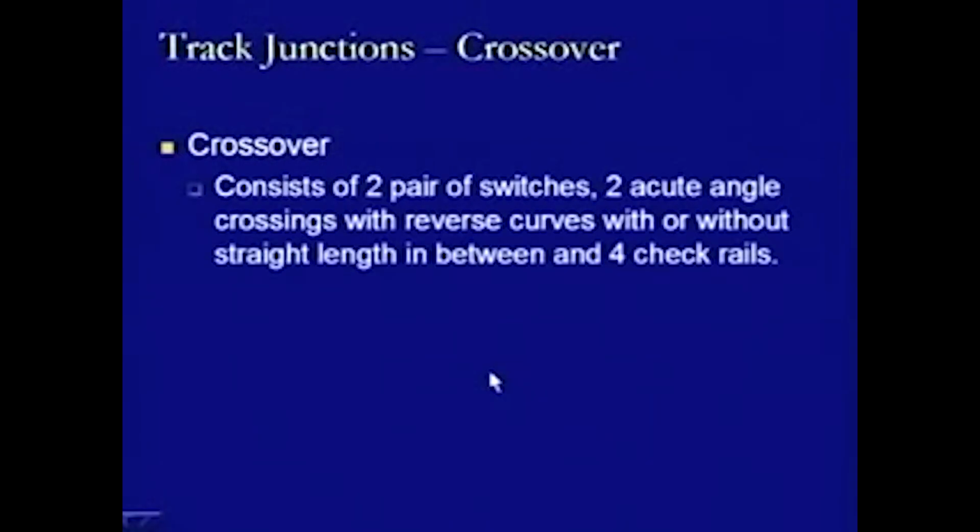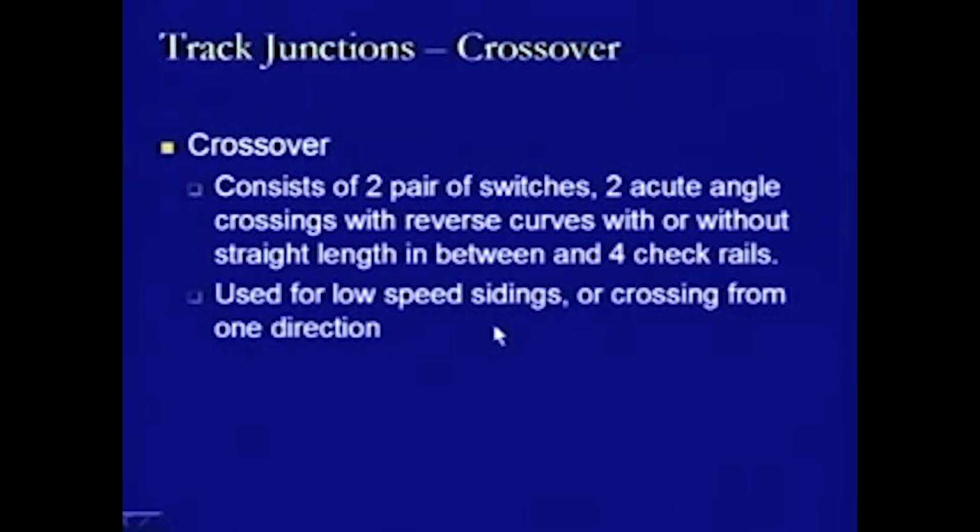Then we come to another category of track junction, that is crossover. In the case of crossover, it consists of two pairs of switches, two acute angle crossings with reverse curves, with or without a straight length in between, and 4 check rails. These are the constituents of any crossover, and we will look at what its shape looks like. It is used generally for low speed sidings or for crossings from one direction only.